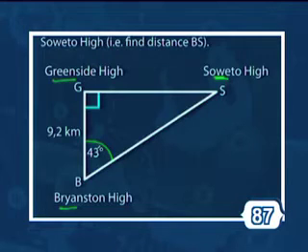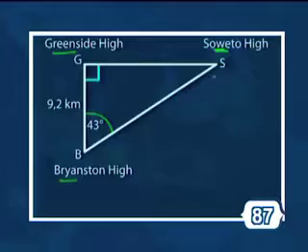We need to find the distance BS, which is the distance from Bryanston High to Soweto High. So therefore, based on this diagram that we can draw from all the given information, we will be able to find the distance between these two schools using what we know so far about trig. We are looking for the distance BS. We know that the angle formed between Greenside High and Soweto High from Bryanston High is 43 degrees. And we also know that the distance from Bryanston High to Greenside High is 9,2 k's.